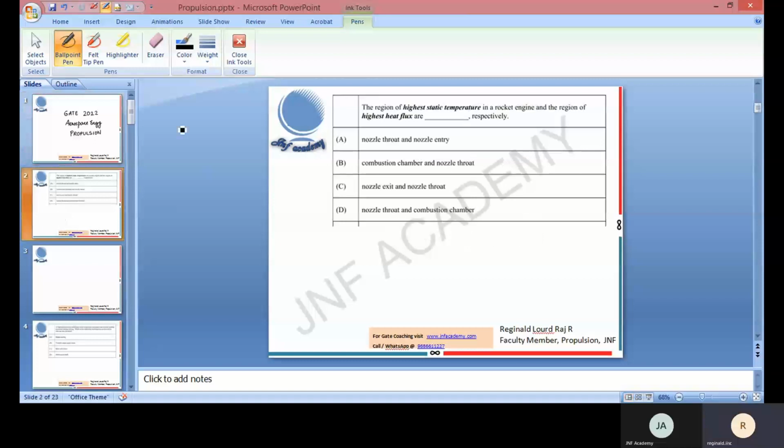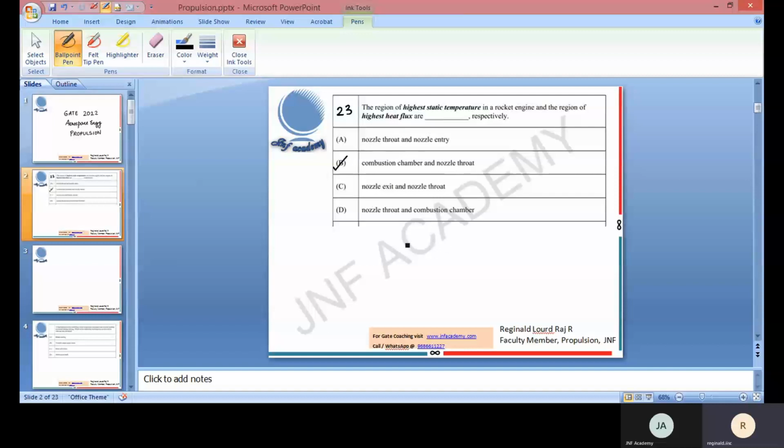This was question number 23 in the master key. The region of the highest static temperature in the rocket engine and the region of the highest heat flux are: the highest static temperature occurs in the combustion chamber and the highest heat flux occurs at the nozzle throat.